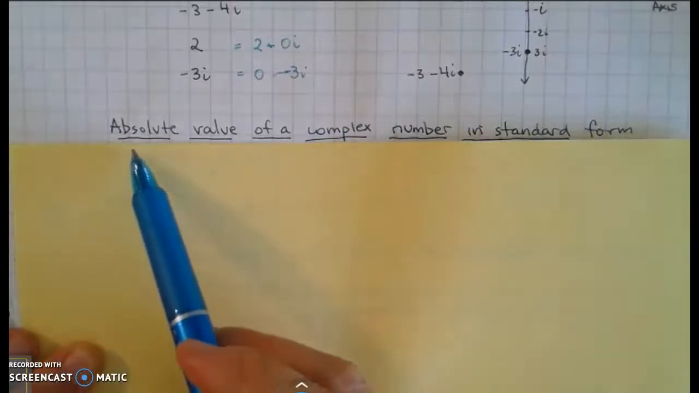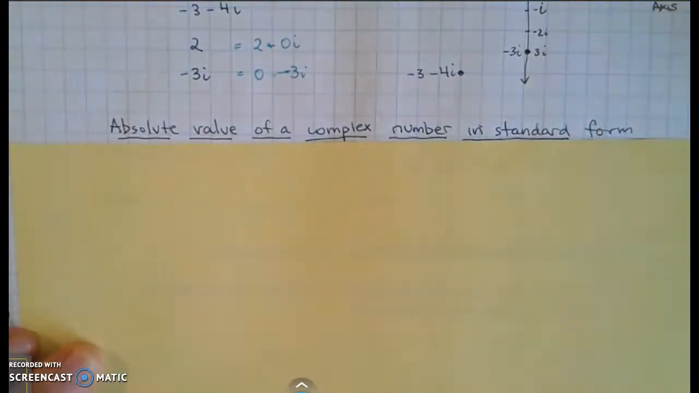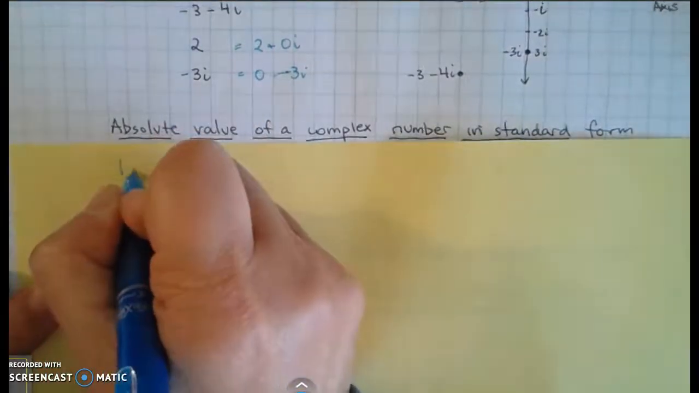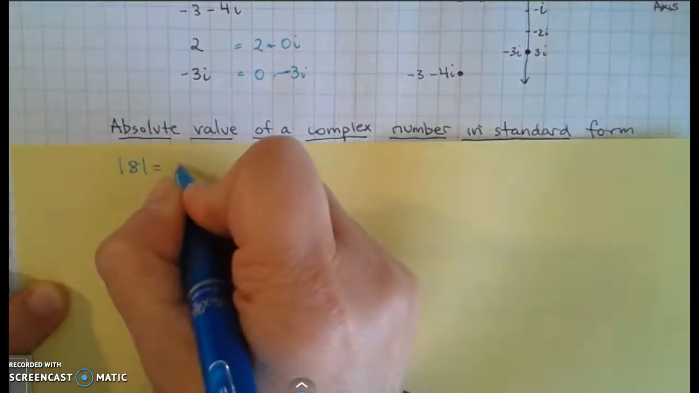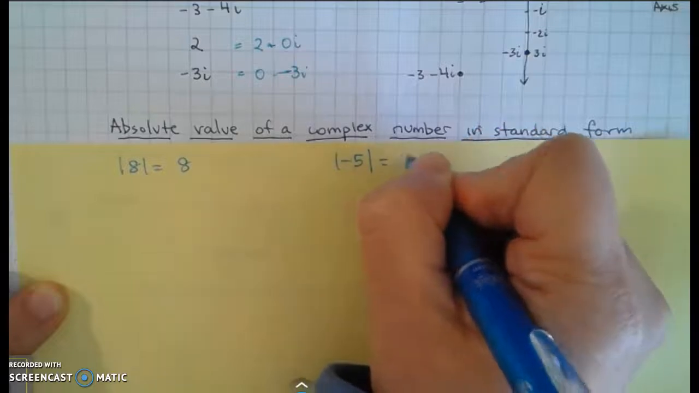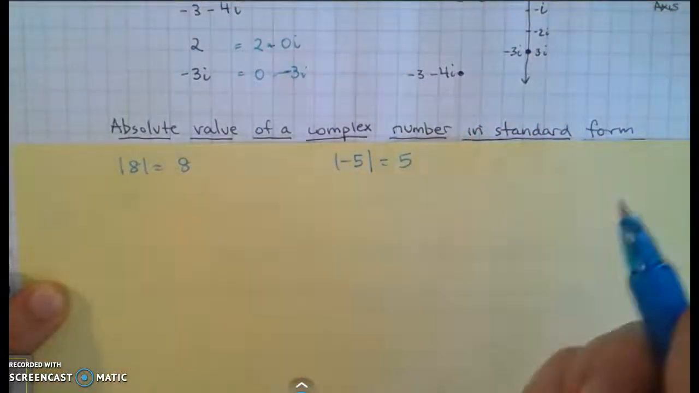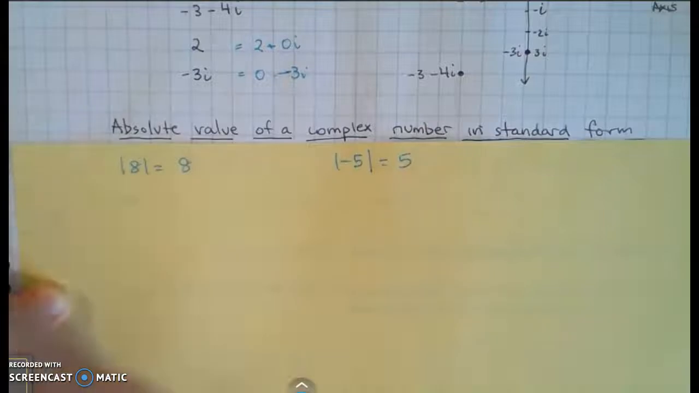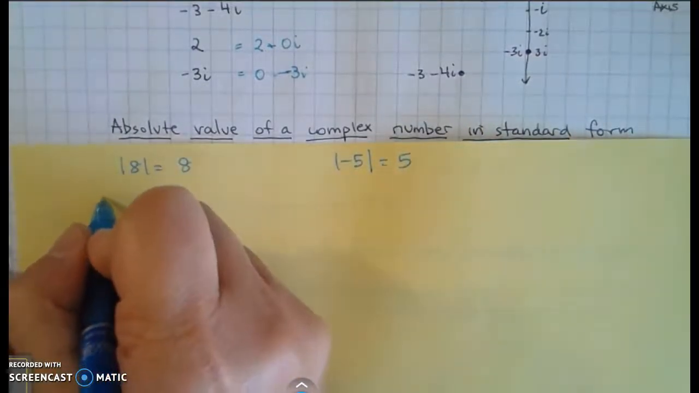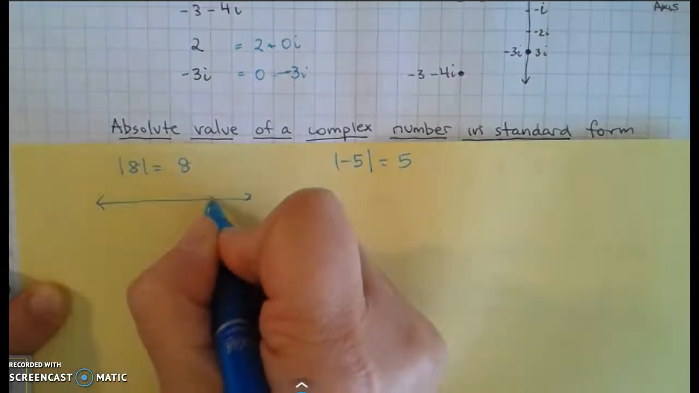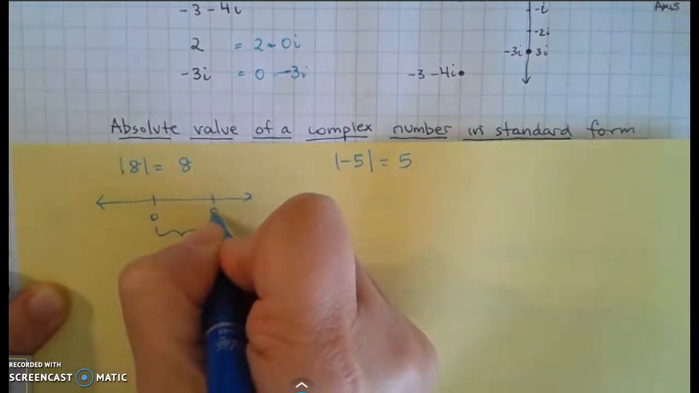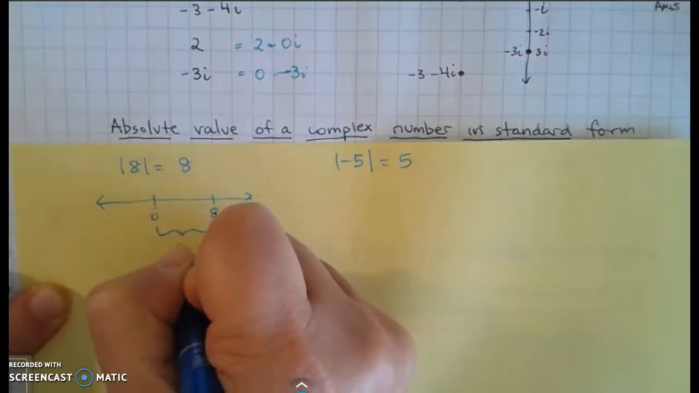Okay, now we're going to talk about the absolute value of a complex number in standard form. Let's just recall what we mean by absolute value. Well, we know the absolute value of, say, positive 8 is just 8. And we also know that the absolute value of -5 is going to be 5. Do you remember some other definition of absolute value? Some of you might remember the absolute value of a number is the distance from 0. So if I put that 8 right there and 0 here, what it's saying is, what is the distance from 8 to 0? That's going to be 8 here, right?